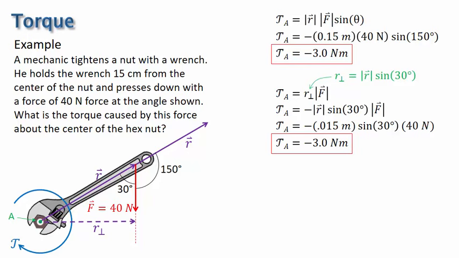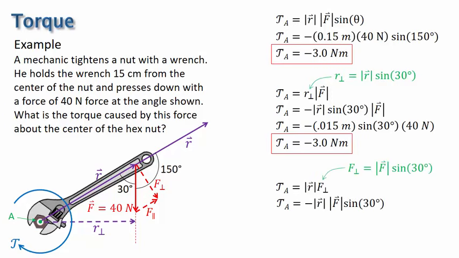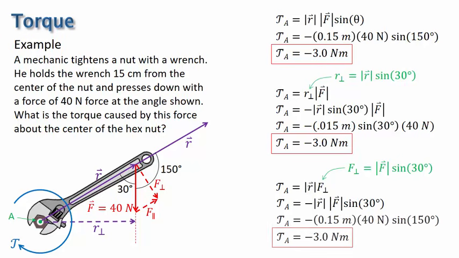And then we can use the last version of the torque equation, which includes F perpendicular. Here are F perpendicular and F parallel in the figure. And with trig again, we can see that F perpendicular is F times the sine of 30 degrees. And substituting that in, we get this, and then plugging in values, we of course get the same answer we got the previous two times.